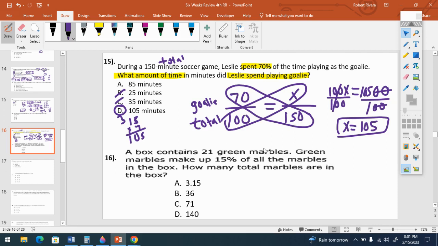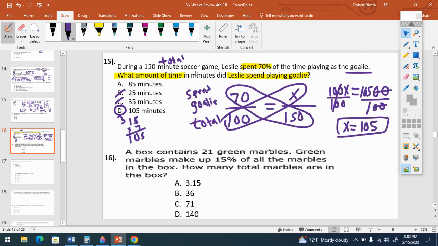Okay. The key again is read what they gave me. If they give me the percent, it's going to be quickly out of 100. Label what it says. The total is always 100. The percent, whatever they're talking about. In this case, they're talking about the time. The percent is what she spent as a goalie right there. So that's why I put goalie. You could have put spent.